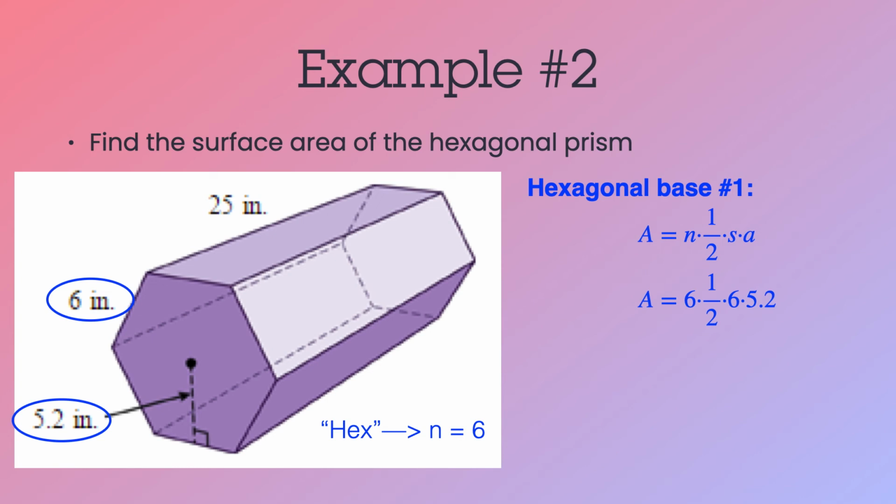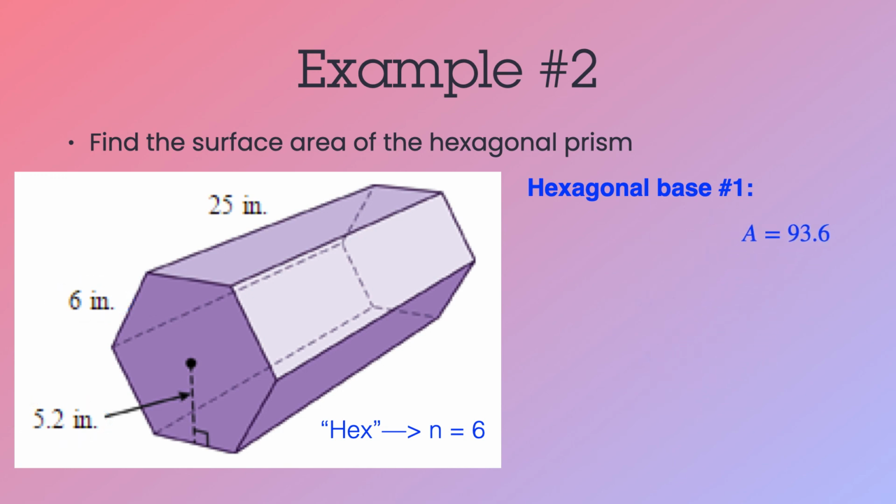6 times 1/2, I always like to do that 1/2 part first, get that fraction out of the way, so I'm going to rewrite this as 3, that was 6 times 1/2, times 6 times 5.2. Also with decimals, I like to use parentheses to show my multiplication instead of the dots, because I get confused on the dots sometimes. But once we multiply all those together, we get 93.6 as our area of the first hexagonal base. Now remember, the second hexagonal base is congruent, so it's also 93.6.